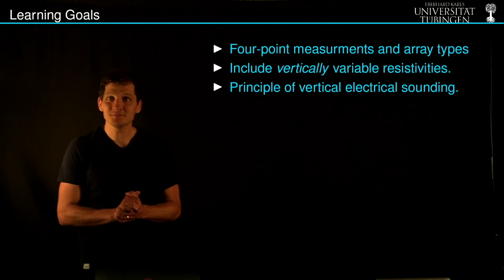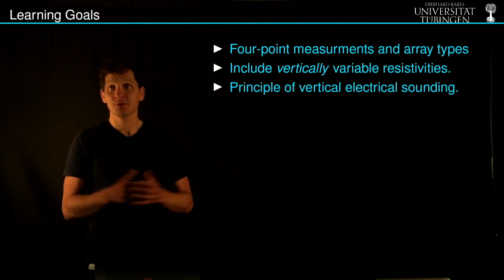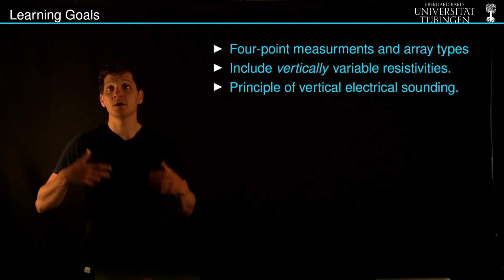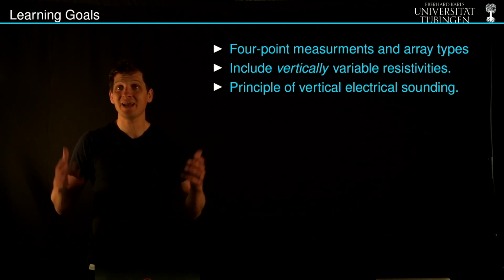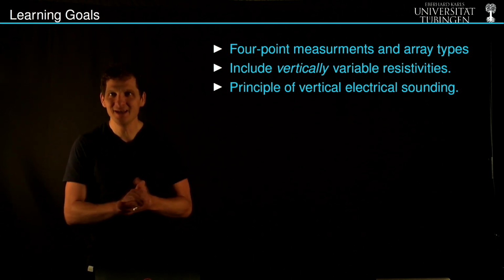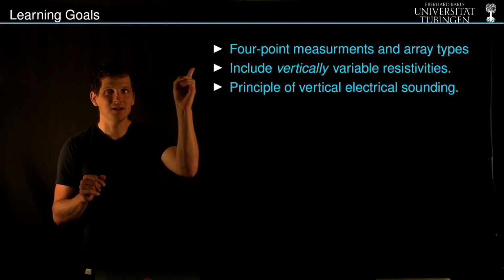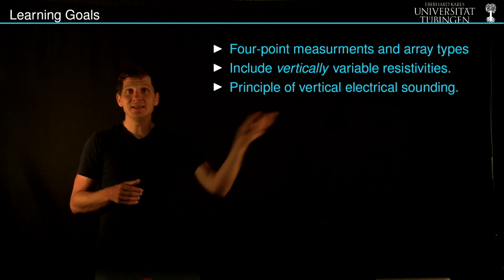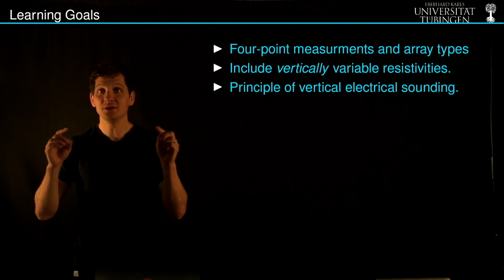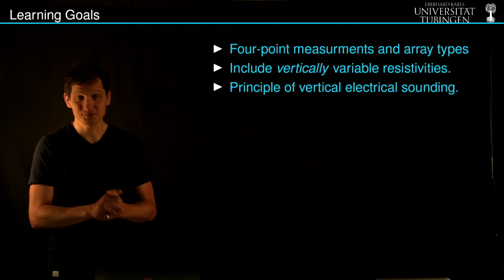Dear friends, welcome to a second video providing more details on the resistivity method, and as per usual we have about 3 learning goals. One, we will dwell a little bit more on the principle of the 4-point measurement and specific array types that go along with that. And then we will finally allow that the resistivity varies spatially, but for now only along the vertical, and this will then lead to the principle of vertical electrical sounding, and this you will use in your applied exercises, so it's definitely worthwhile to pay attention.